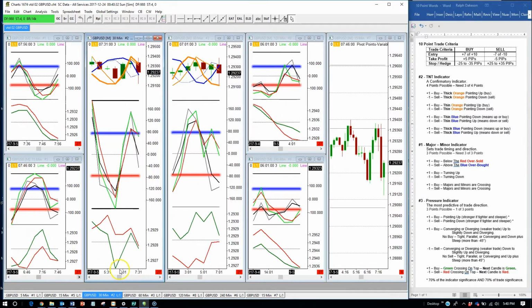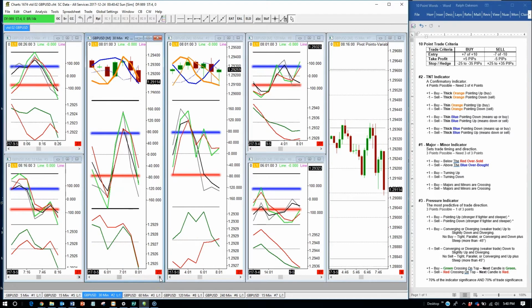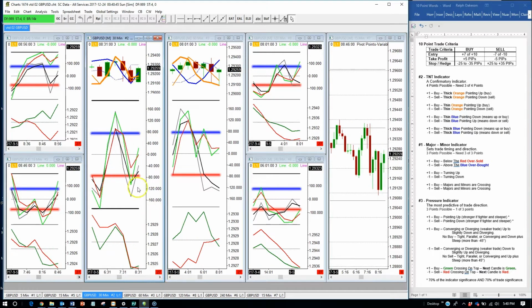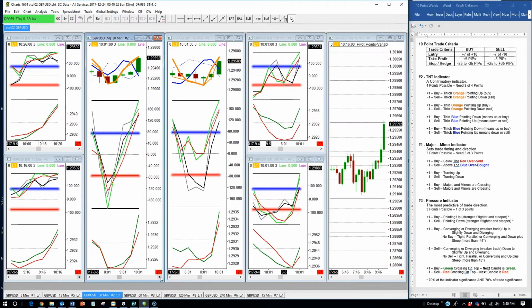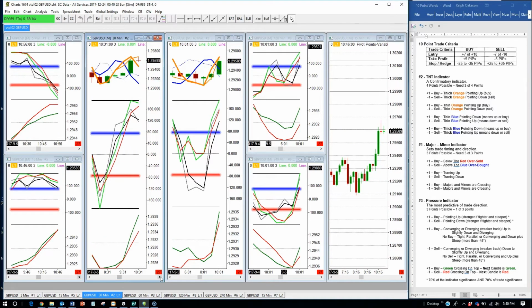Okay, so let's take a look at this. We have kind of some odd things happening. Look at these pressures and so forth. So we're going to click through on the 30-minute until we get something we can trust. It didn't go below the oversold. The market's kind of acting a little bit strange right now. Okay, now we're getting a little bit of direction in the market.